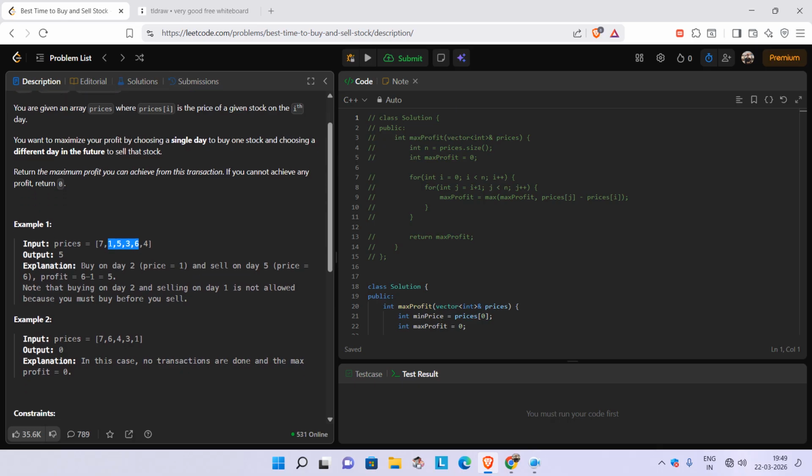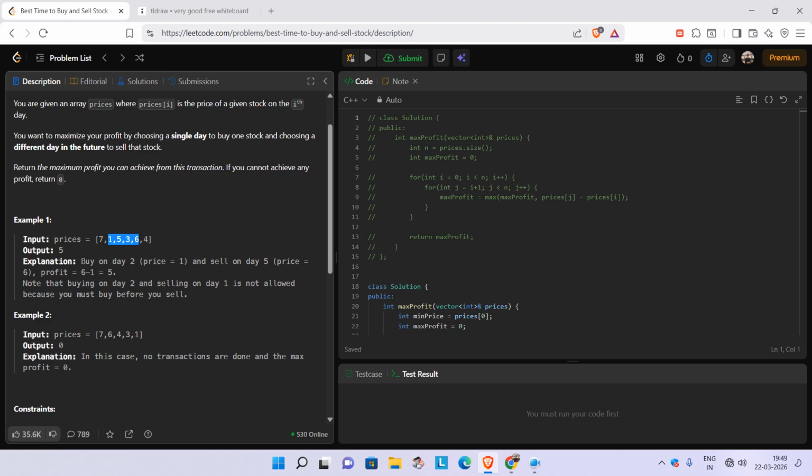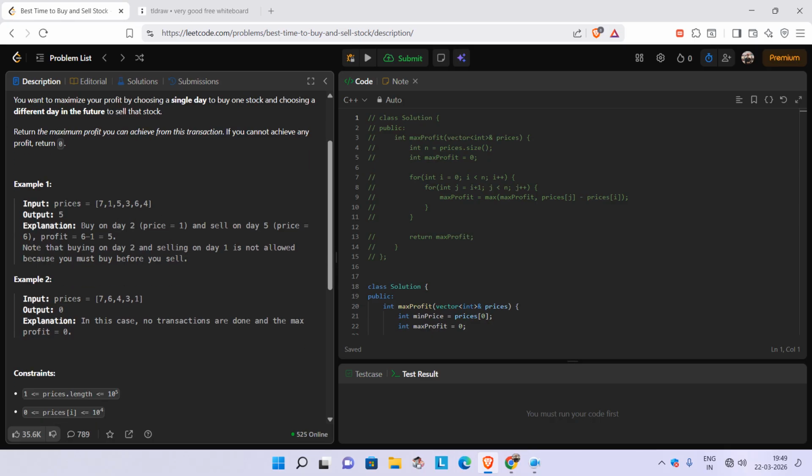So it means we have to buy at day 2 and sell at day 5. It is not possible to buy and sell on a previous day, because first of all we have to buy, then we have to sell. So that's why 6 minus 1 is 5.